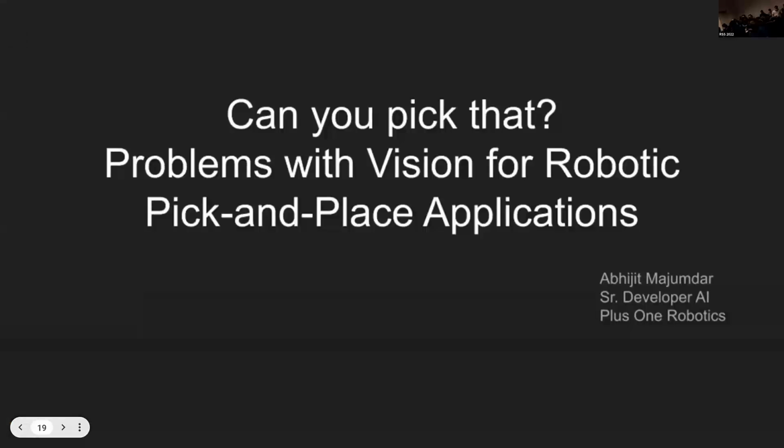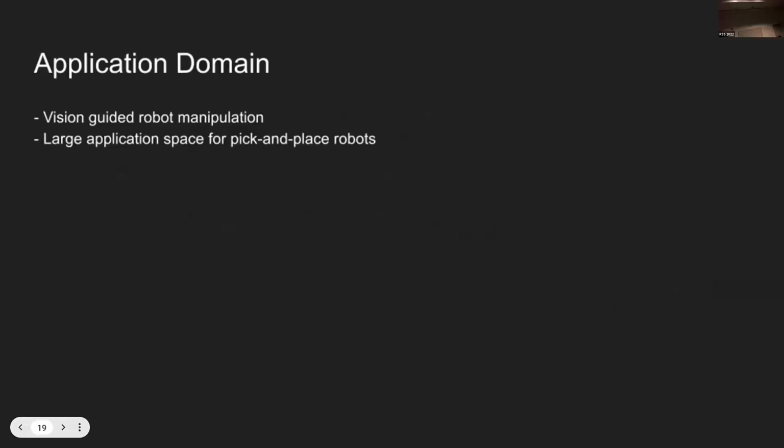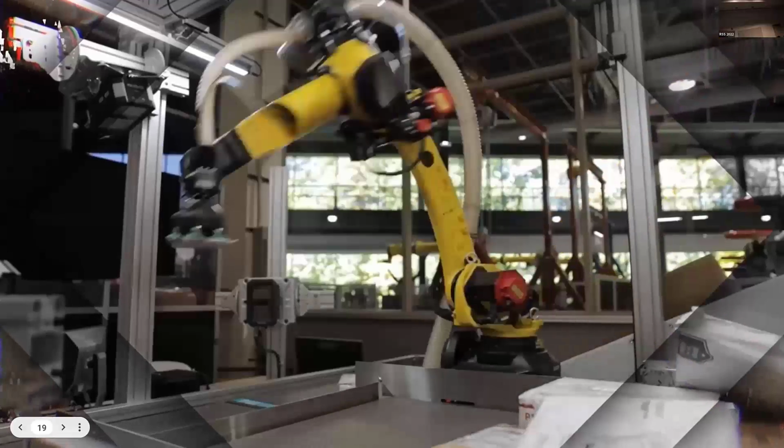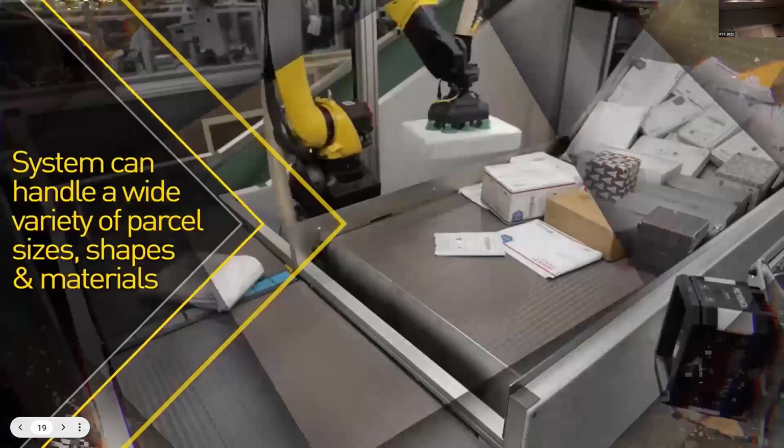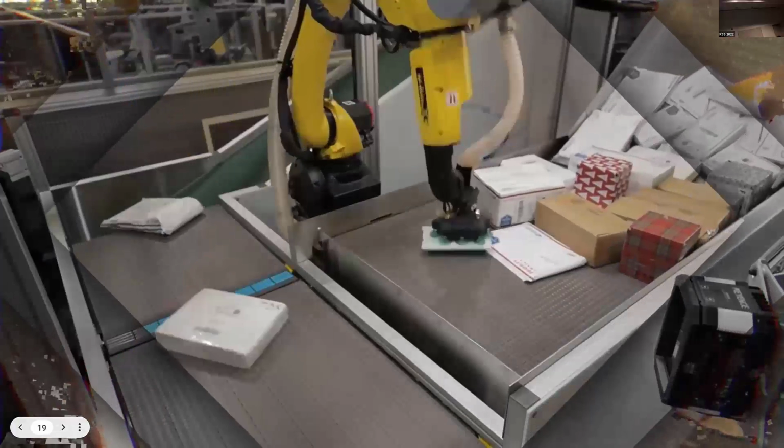I'm a senior developer for AI at Plus One Robotics, and today I'll be talking about problems with vision for complex applications. The application domain that I'm going to be focusing on is robot manipulation using vision for parcel induction. This is typically done with RGBD sensors, and the data from which can be used for a variety of applications like parcel sortation, bagging, palletization, depalletization, etc.